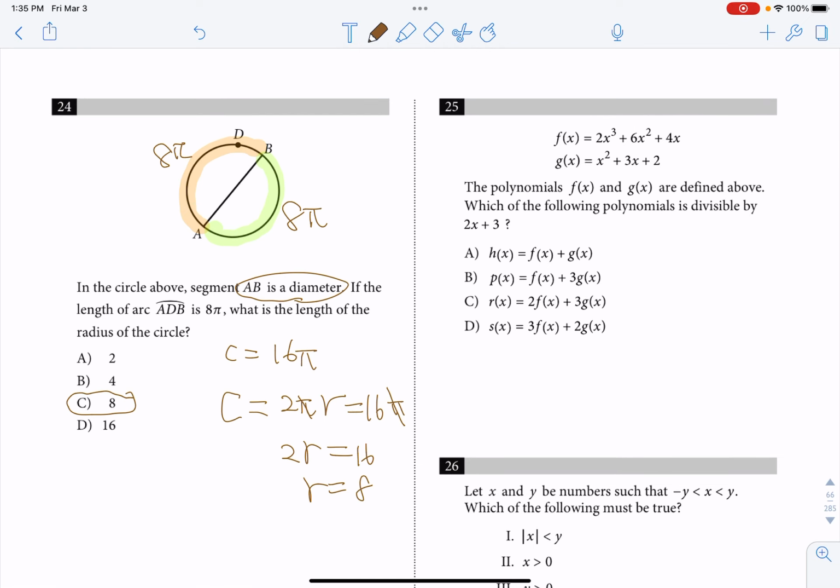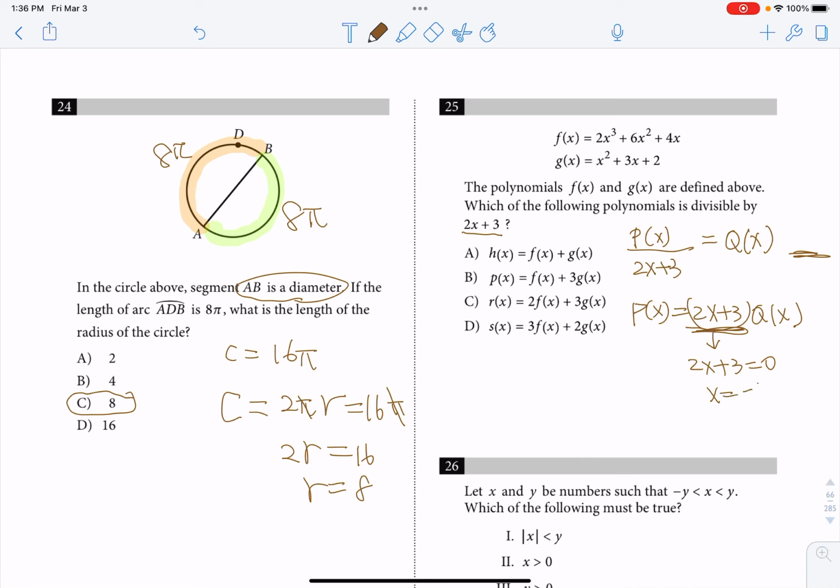And 25, polynomials f(x) and g(x) are defined above. Which of the following polynomials is divisible by 2x plus 3? When a polynomial is divisible by a certain divisor, you have a quotient and no remainder. So if I multiply by 2x plus 3 on both sides, p(x) will be 2x plus 3 times the quotient. Then if you plug in the value of x that makes this divisor 0, 2x plus 3 equals 0, x will be negative 3 over 2.